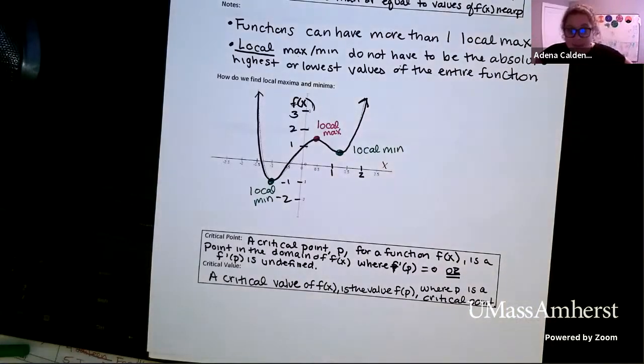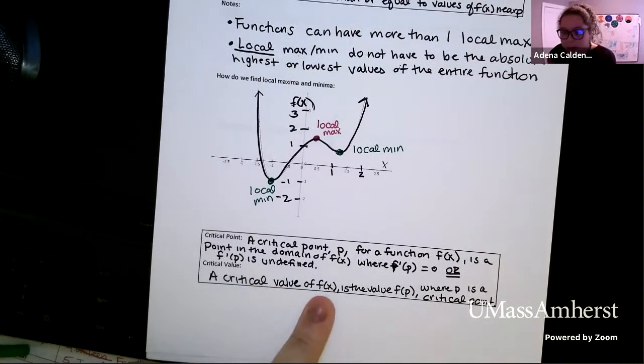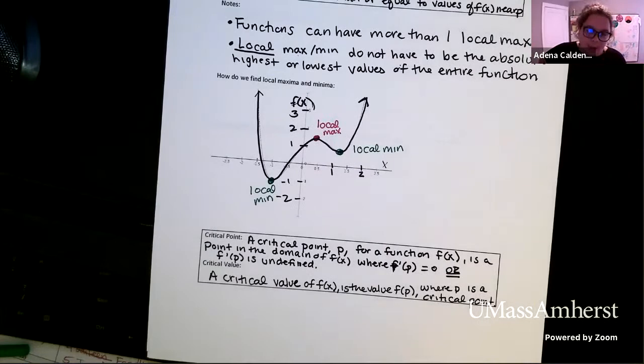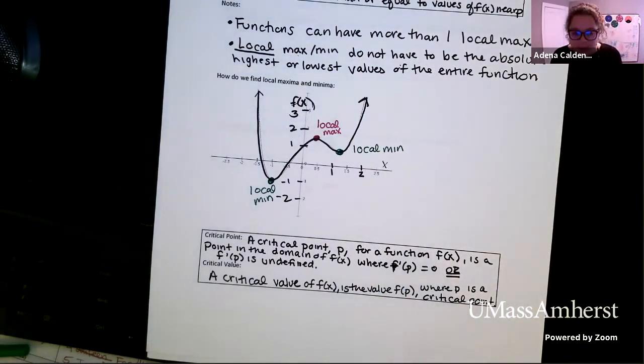So that's the x value. A critical value is the corresponding y value. If you were to take the x value where the first derivative was 0 or undefined and plug it back into the original to get the y value, that's called the critical value. So the critical point is the x number. The critical value is the corresponding y value. Again, we commonly just look for the x value, but every once in a while, you will have to find the y value that goes with it.